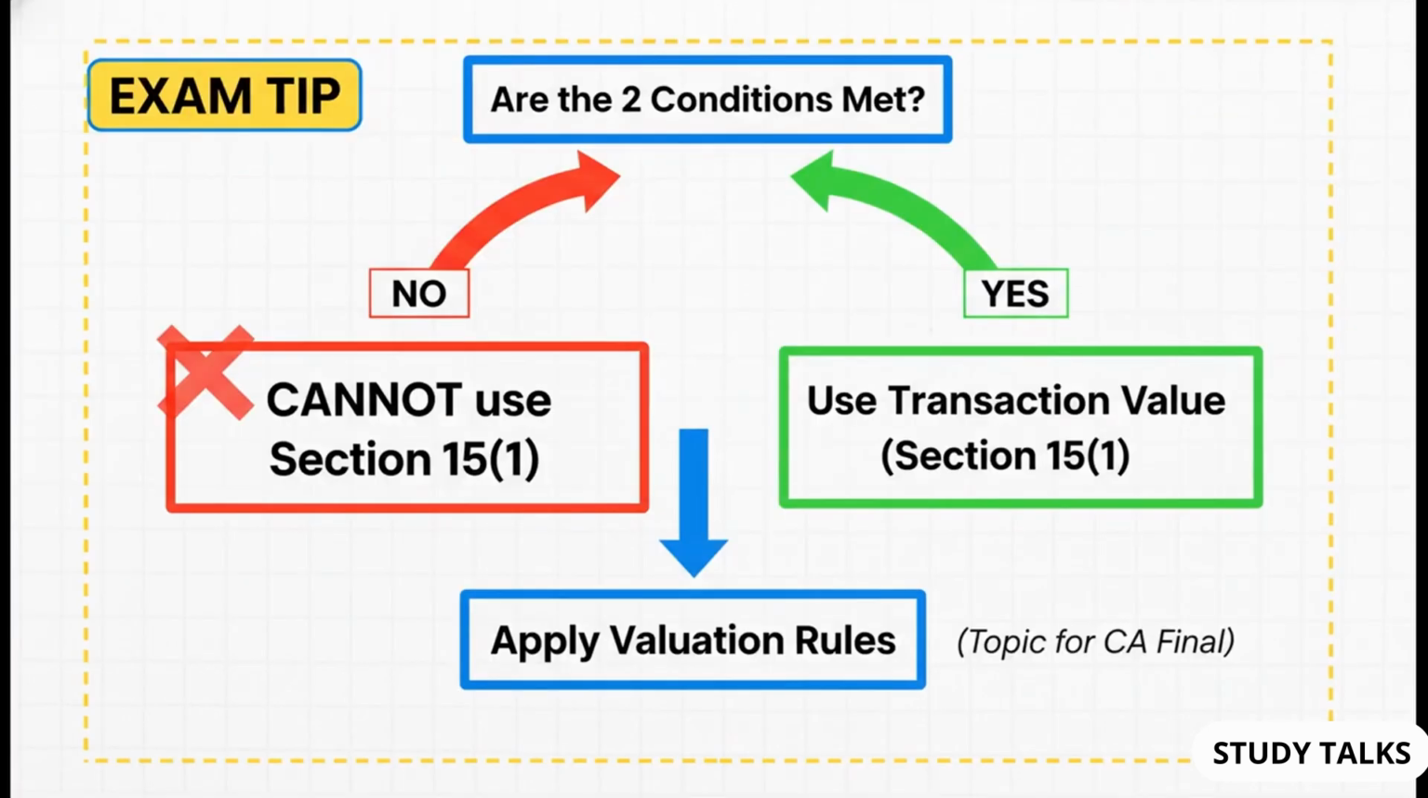So what happens if one of those conditions fails? What if the parties are related, or what if there's some other form of payment involved? Well, in that case, you just can't use Section 15.1. You have to switch over to a special set of valuation rules. Now, don't worry, those rules are a whole topic for your CA final. But for Inter, you absolutely have to know these two conditions and mention them in your answers.